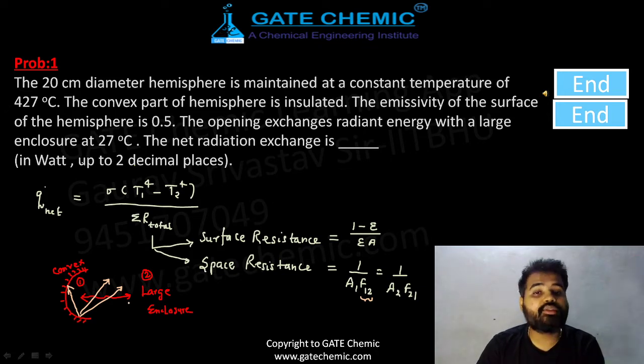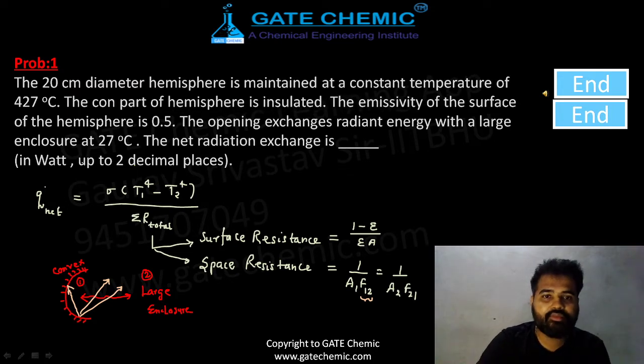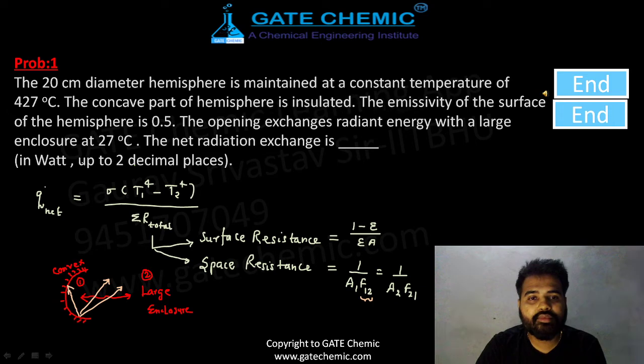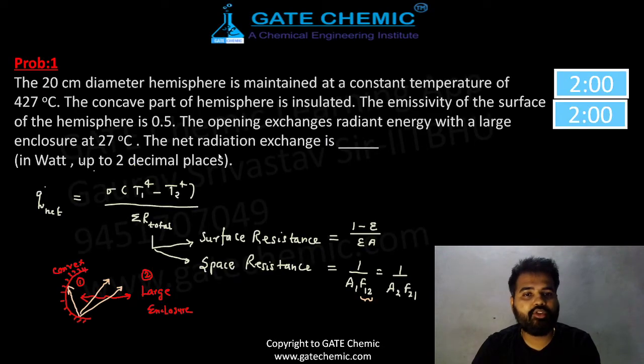Now, sorry, but one misprint by me, typing error. So this is concave. This is concave. Okay. So now please, beta, I am giving you again a little time. Try to solve it again. Okay, for 2 minutes. I will wait for 2 minutes. Okay, now start solving.